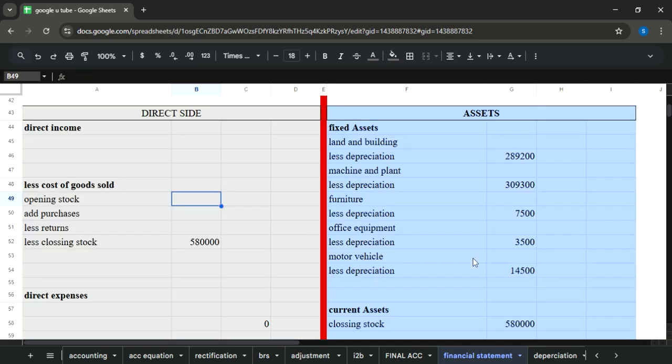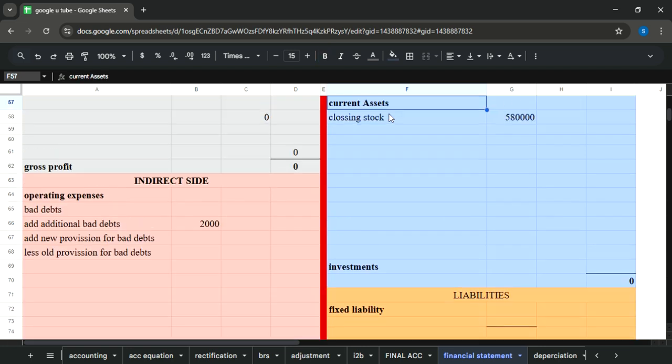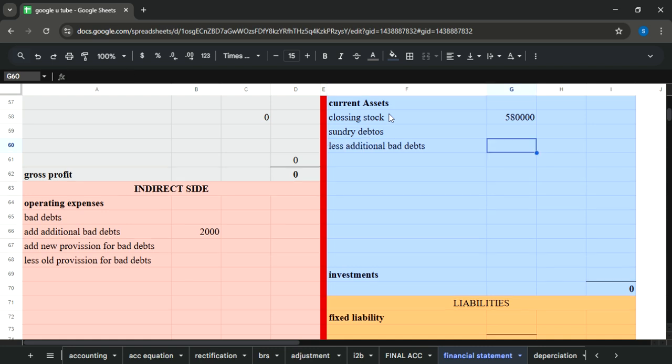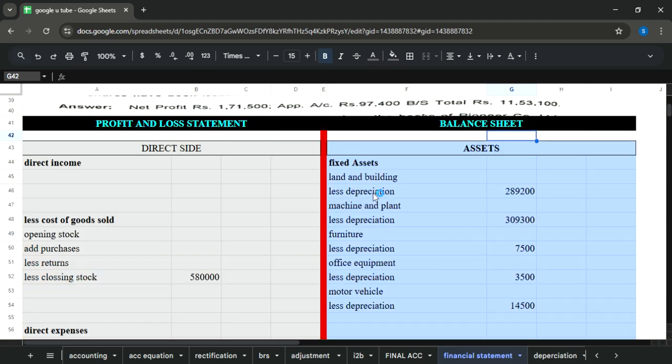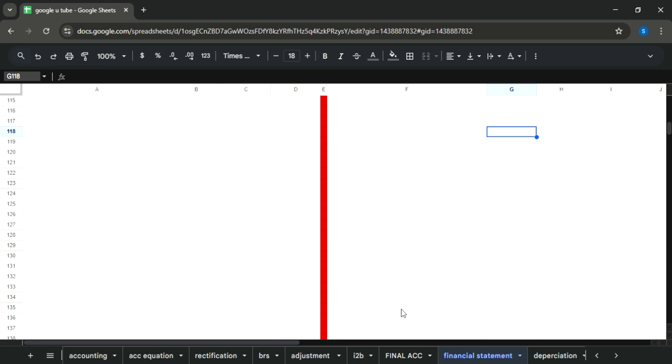So first you have written it on the indirect side. Now let's go to the current asset side. Over here, first we will mention sundry debtors and then we will subtract additional bad debts, and these are 2,000 as mentioned in our question. So two effects, as you can see, are completed, one on operating expense, second on the current asset side. Fifth adjustment, directors transfer 60,000 to general reserve, so we'll go to the appropriation side.